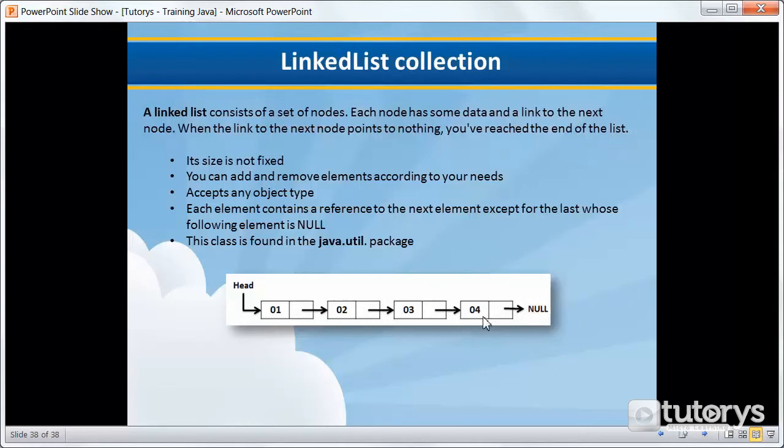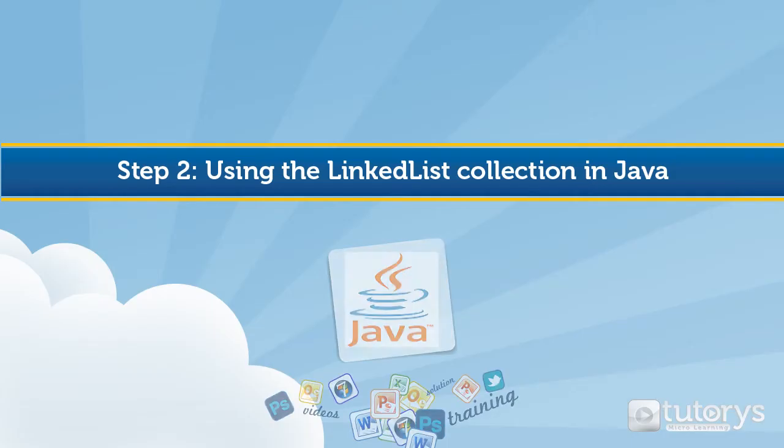Now, for those of you who have forgotten what null means in Java, it's simply a value that indicates that the object reference is not currently referring to an object. And finally, this class can be found in the Java Utilities package. So in the next step, we're going to be seeing how to use a linked list in Java. So meet me in the next step.